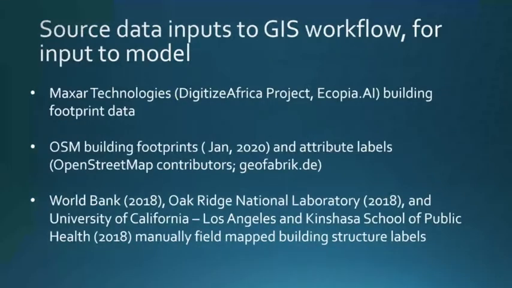So the source input that goes into the model, there's the Maxar Technologies vector polygon building footprint data, similarly OSM building footprints and the attribute labels that go with those. And we also have additional attribute labels that we've gathered from manually filled map building structure labels from the World Bank, from Oak Ridge National Laboratory, and from the University of California.